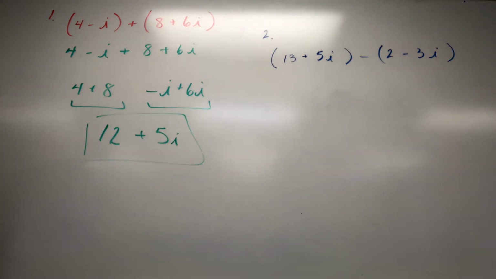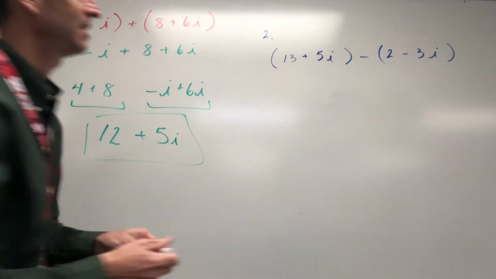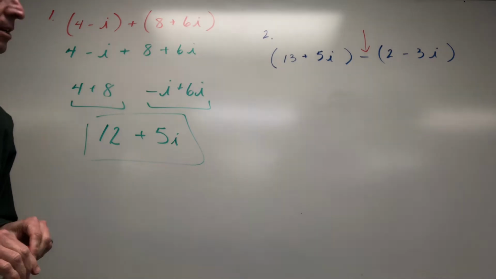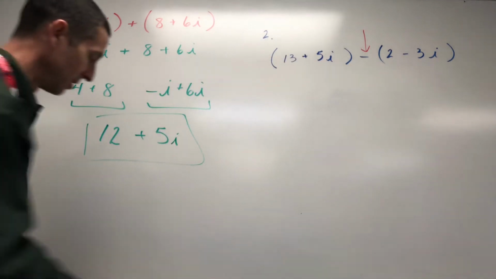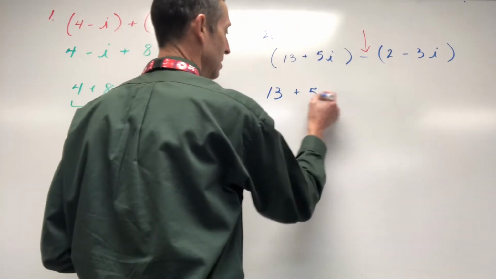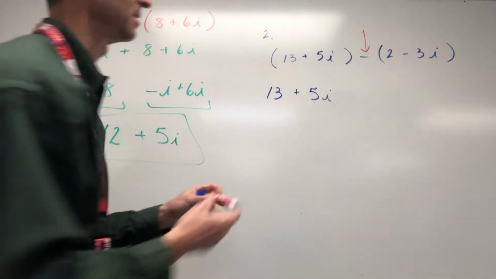Okay, so the second one we don't have as much luck with. Check this out. It is a negative sign in between. So the first group's okay, but that second group you've got to watch out for. So drop the parentheses here. This is 13 plus 5i, but that negative sign hits both of these on the inside.